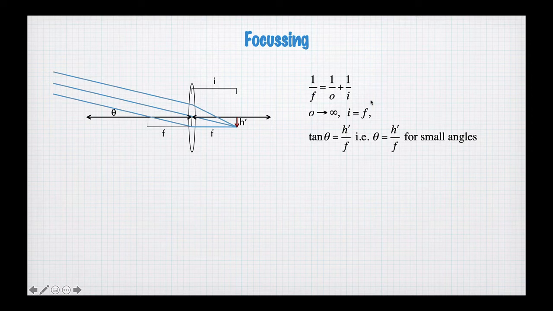This result comes out of the lens equations you may have seen in other courses. For small angles, we have this equation here that the angle theta is given by h dashed on f. In other words, we can write the height h dashed as being the product of theta and f. So now we have a way of mapping the angle theta to a position in the focal plane, which is why the focal plane of the lens is sometimes also called the Fourier plane.